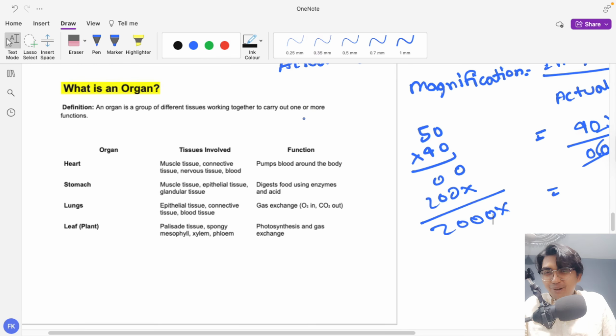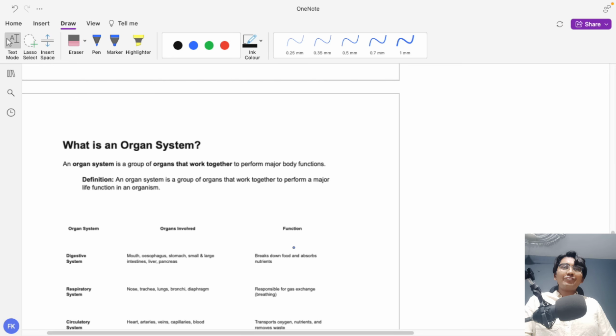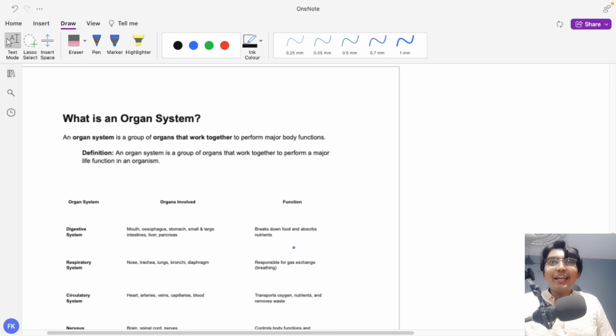Let's take a leaf. In a leaf, we have palisade mesophyll, spongy mesophyll, xylem, phloem. All of their function is for photosynthesis and gas exchange, right? So what is an organ system? An organ system is a group of organs that work together to perform a major body function. So in an organ, a group of tissues work together to carry out a function, and in an organ system, a group of organs work together to carry out a major body function.